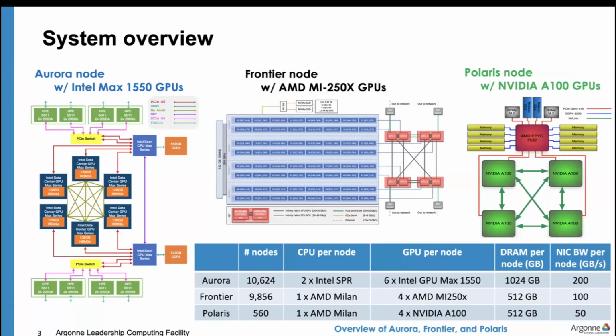Aurora has 1 terabyte of DRAM on a node with 8 NICs, so 200 gigabytes per second of memory bandwidth. Frontier and Polaris have half a terabyte of DRAM, and Frontier has 4 NICs per node, while Polaris has 2 NICs per node.